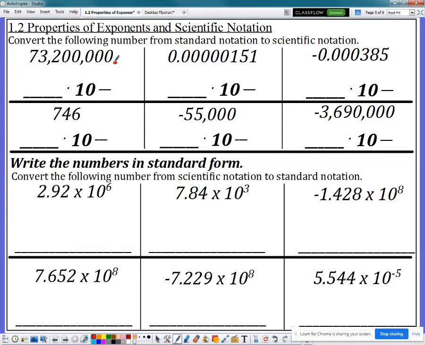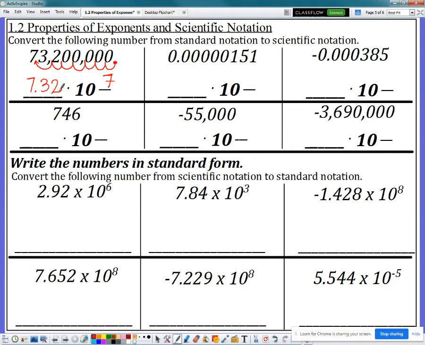Our goal is to make that decimal move to a number between 1 and 10. So I need to move it in between the first two non-zero numbers, all the way over here, because 7 and 3, 7.3, is between 1 and 10. So I need to move it once, twice, 3 times, 4 times, 5, 6, 7 times. My exponent will stay positive because 73,200,000 is a large number. So I have 7.32 times 10 to the 7th. And that is your final answer.